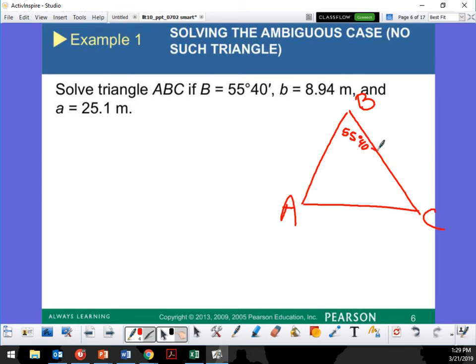Little b is 8.94. Where does that go? On the bottom, with A and C. Bottom feeders. And little a is 25.1. On the right side of B. On the right side over here, right? BSC.